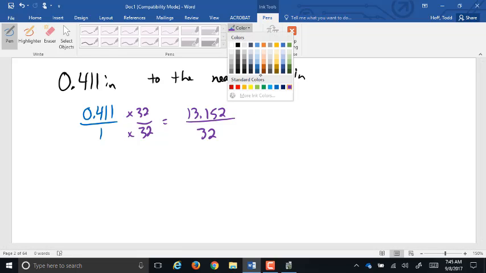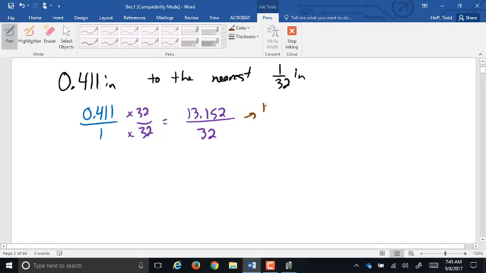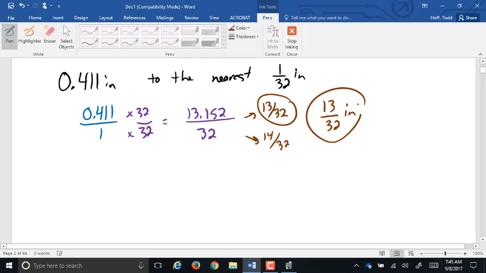So that's telling us it's between 13/32 and 14/32. And it's closer to 13 this time. It's 13.1. So that's 13/32 of an inch.